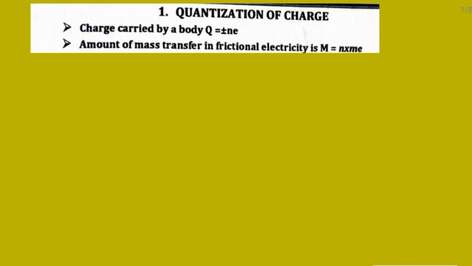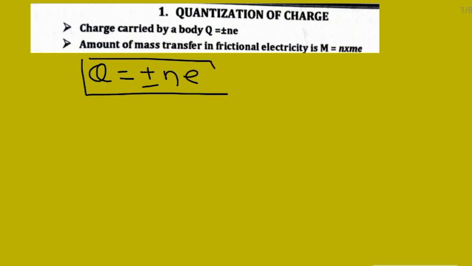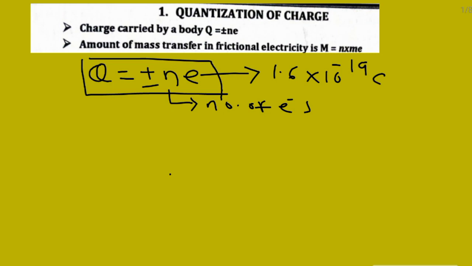So today we shall solve various problems associated with the quantization of charge and frictional electricity. First let me tell what is quantization of charge and frictional electricity, then we will come to the question part. Quantization of charge states that charge carried by a body is an integral multiple of charge of one electron, where n is the number of electrons and e is the charge of one electron, that is 1.6 into 10 to the power minus 19 coulomb.